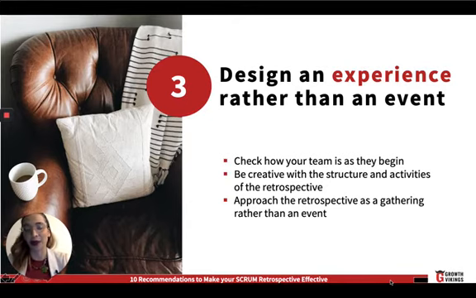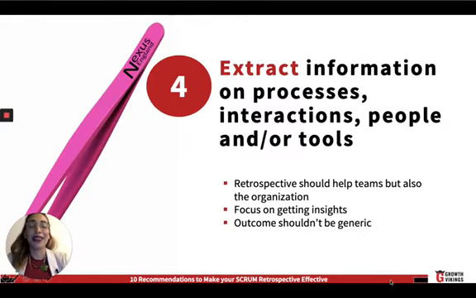what's to be improved. The fourth recommendation is to be focused and extract the information on processes, interactions, people, and the tools that we need. After all, a retrospective should provide information not only that allows our team to improve, but that allows the organization to achieve agility.